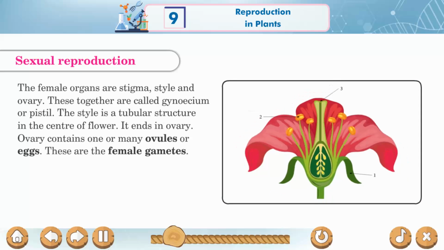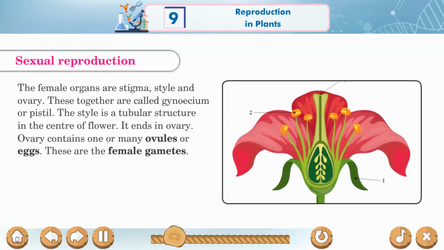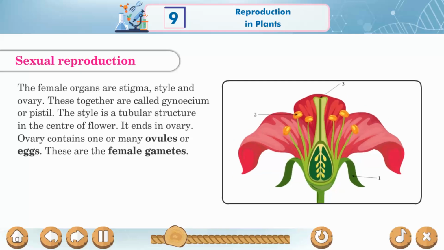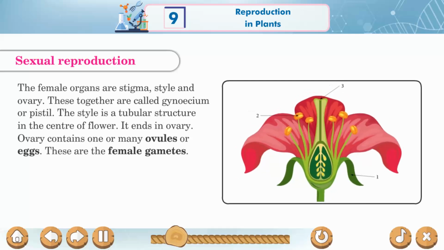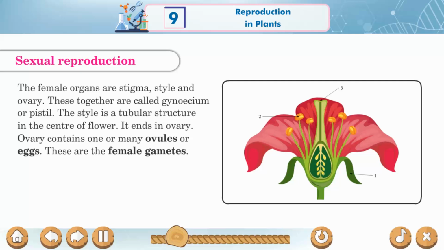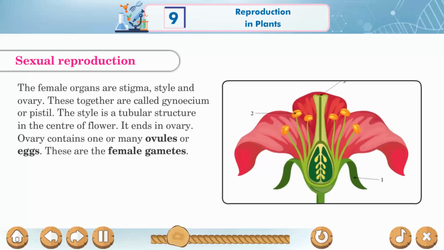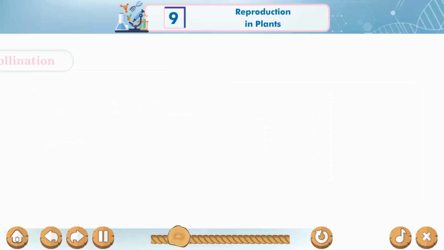The female organs are stigma, style and ovary. These together are called gynoecium or pistil. The style is a tubular structure in the center of the flower. It ends in the ovary. Ovary contains one or many ovules or eggs. These are the female gametes.